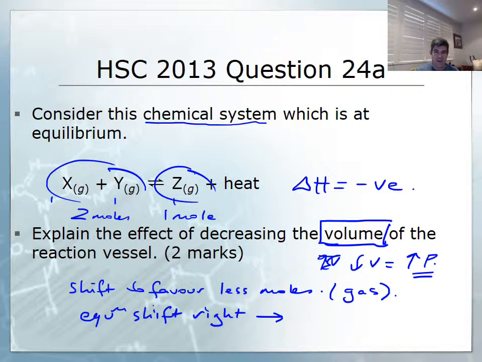It will favour product, and we will have an increase in the concentration of Z and a consequent decrease in the concentrations of X and Y.